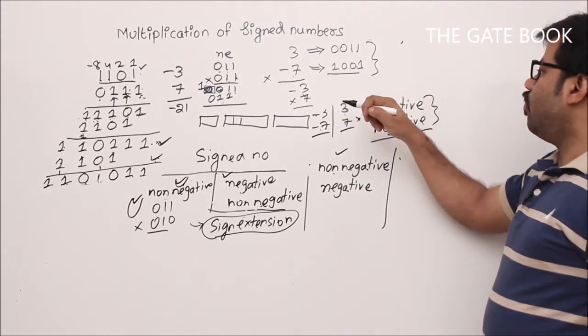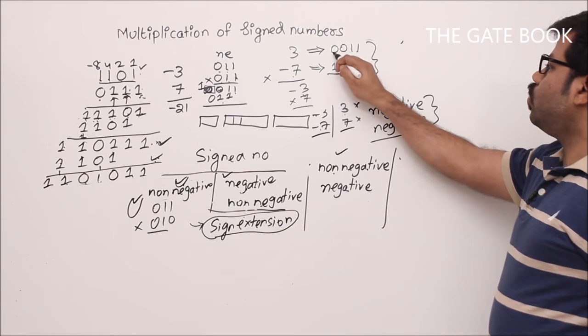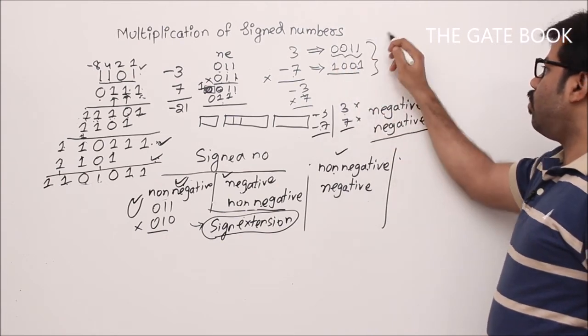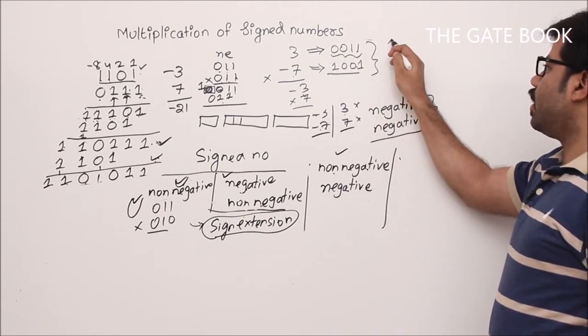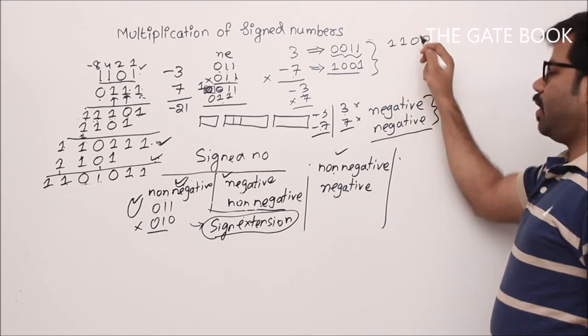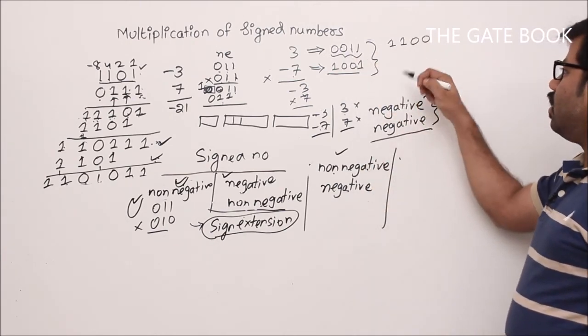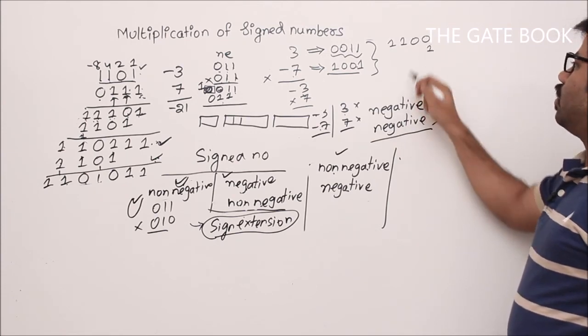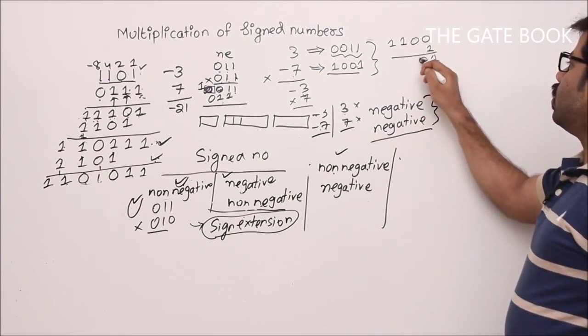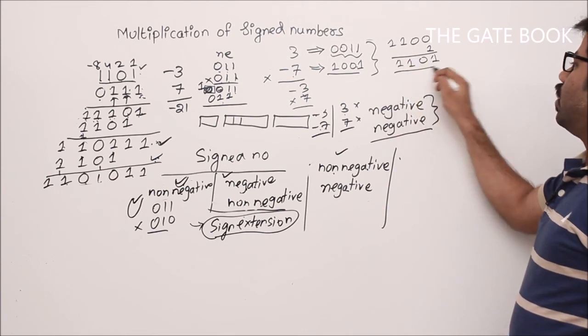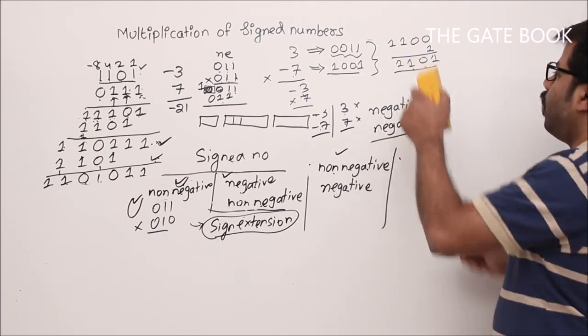So what you do is simply apply 2's complement to 0011. 2's complement we know, right? Bitwise complementation gives 1100. We need a special circuit for that, but it's not a big deal, just bitwise complementation. After that, add plus 1. Then you get 1101, which is nothing but minus 3.